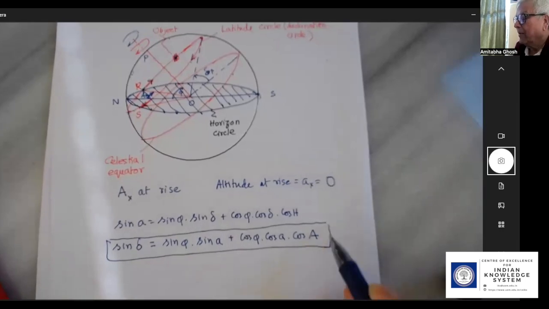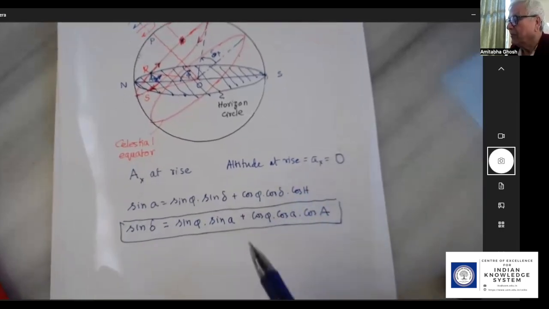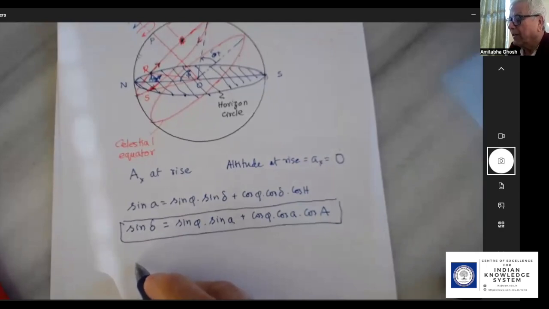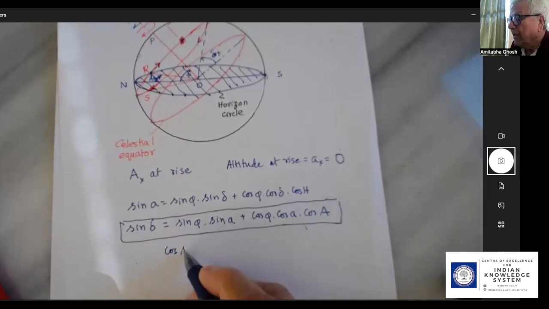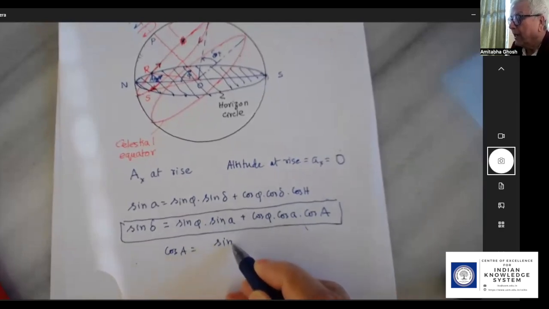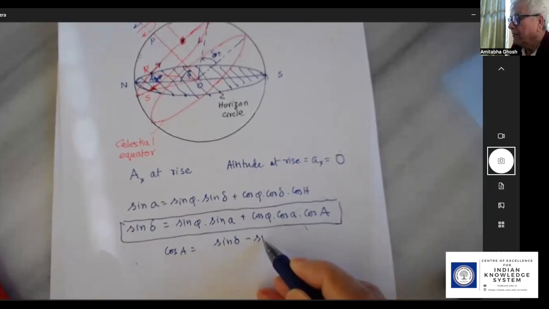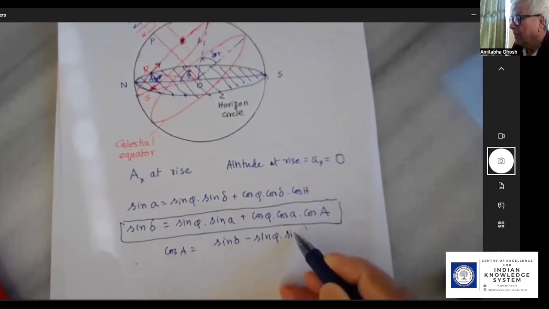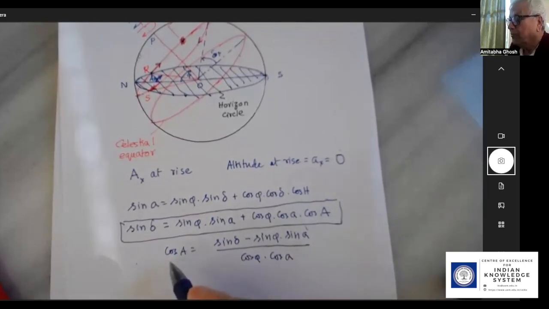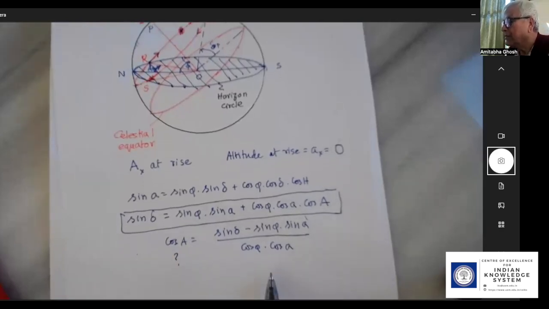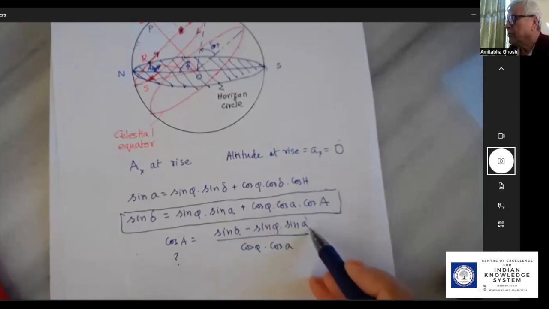Now here, at rise, A is 0. So what will be the, and declination is what? That means you have to find out A. So you can say cosine A is equal to sine delta minus sine phi into sine A by cosine phi into cosine A. Now this you have to find out how much is A. What are the given things? The object's declination is known, your observer's latitude is known, and altitude is known because it is 0.